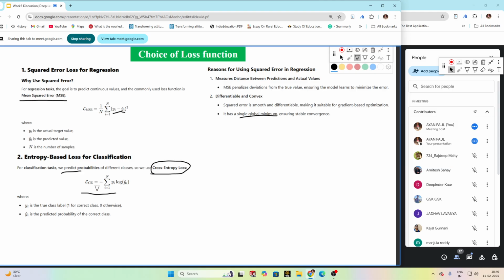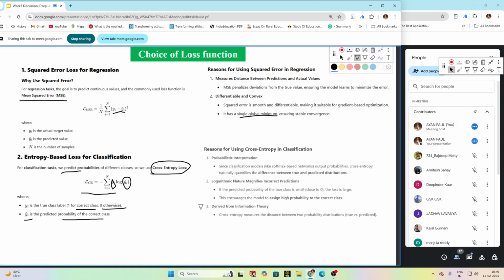So this is the formula: yi times log of yi predicted, where yi predicted is the predicted and yi is the actual. Yi is the true class label, 1 for correct or 0 otherwise, and yi predicted is the predicted probability of the correct class that we will be getting from a softmax function. So that is the entropy based loss for classification.